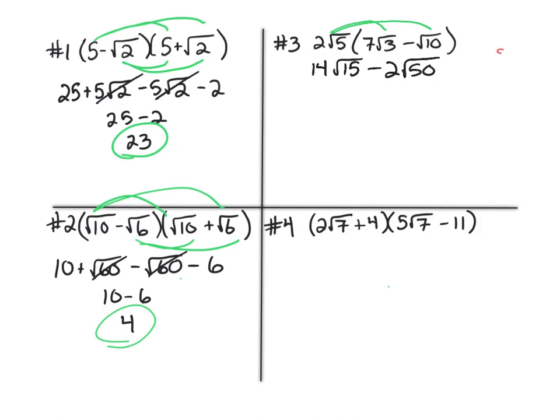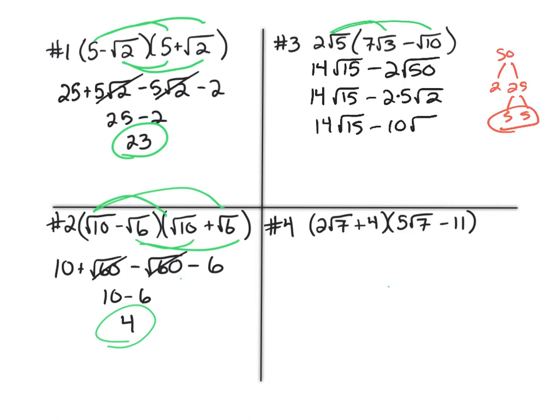Then I'm going to go ahead and break that 50 down with the factor tree, which gives me 2 and 25, which is 5 and 5, pair of 5s. So we have 14 square roots of 15 minus 2 times 5 square roots of 2, or 14 square roots of 15 minus 10 square roots of 2. And I could try to break 15 down, which is 5 and 3, but there's no pairs. So we're going to leave the answer as 14 square roots of 15 minus 10 square roots of 2.